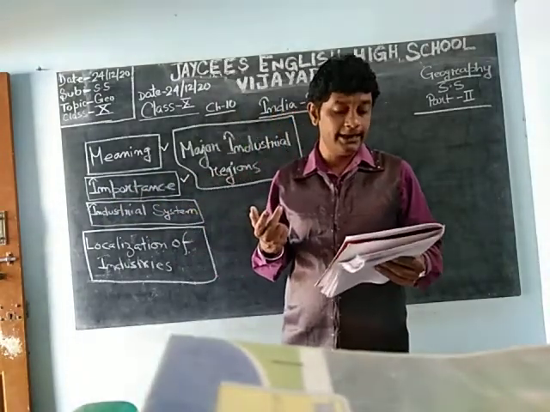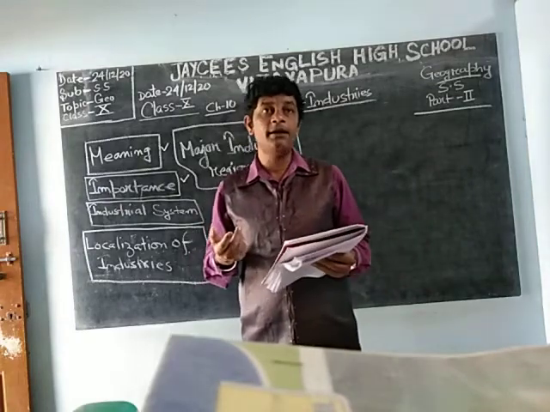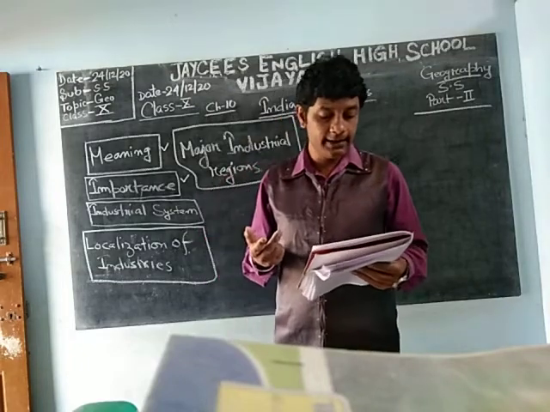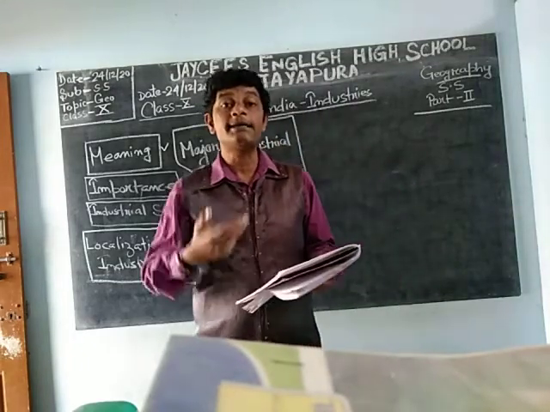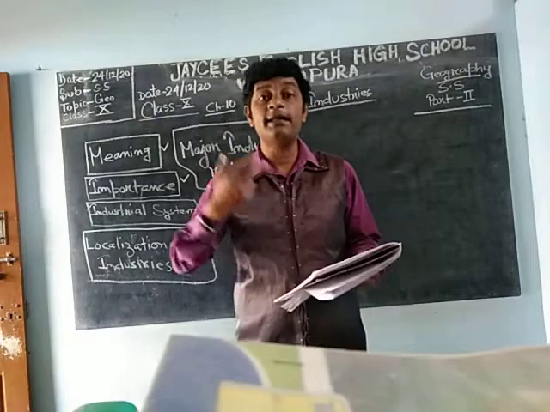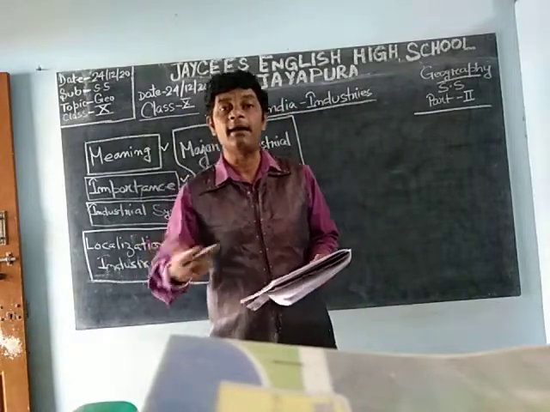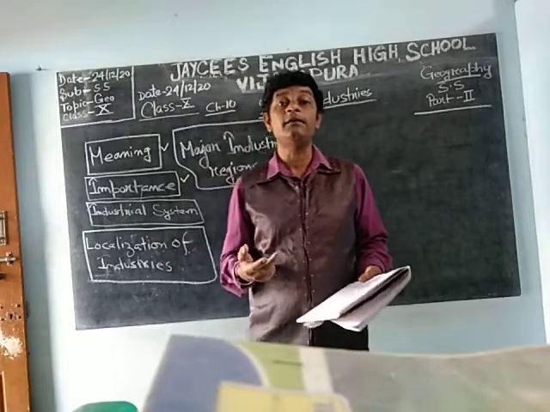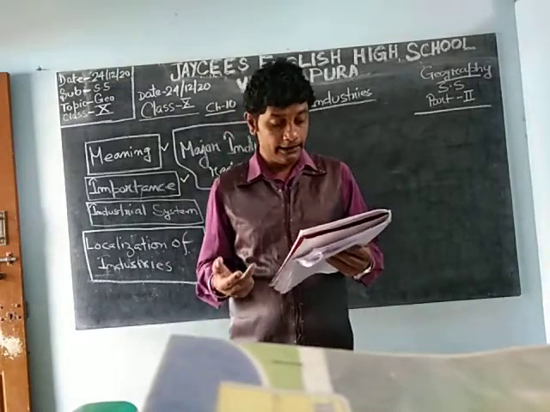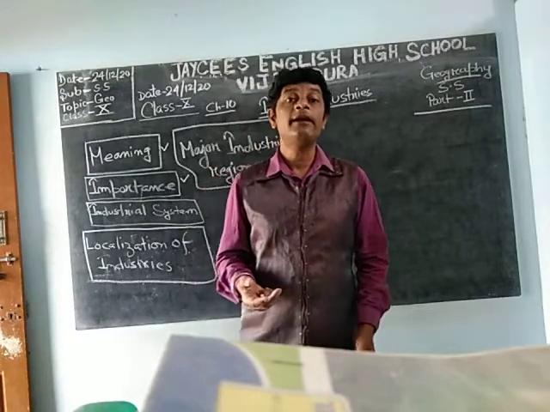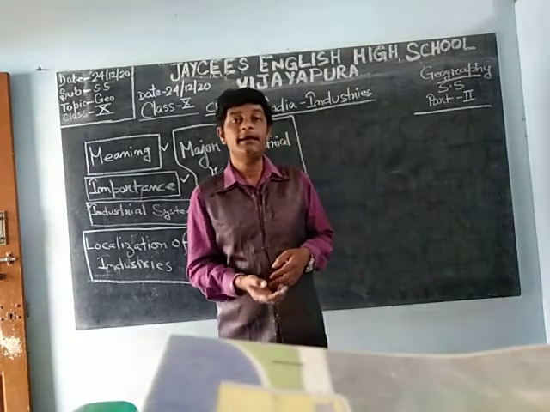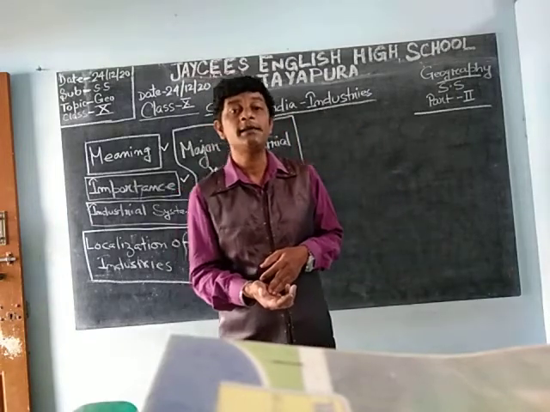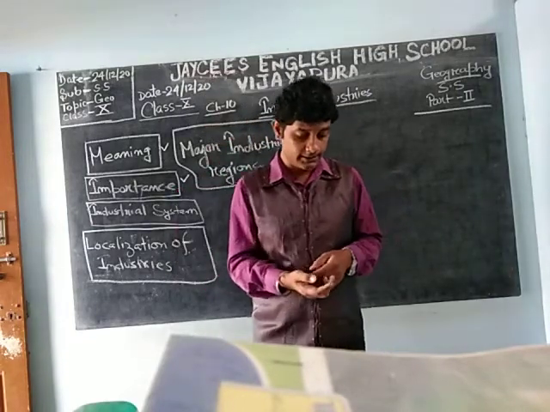Next is the secondary. Secondary involves manufacturing. Manufacturing means making cars, iron and steel, etc. Tertiary involves providing services like nursing, teaching, etc. And quaternary, what is quaternary? It involves research and development. The very good example is the IT industry. The full form of IT industry is information technology industry.